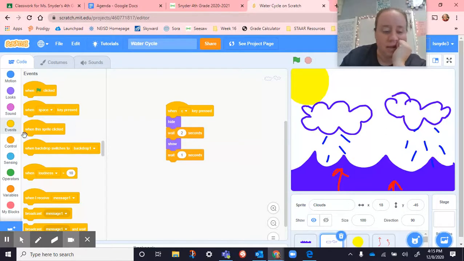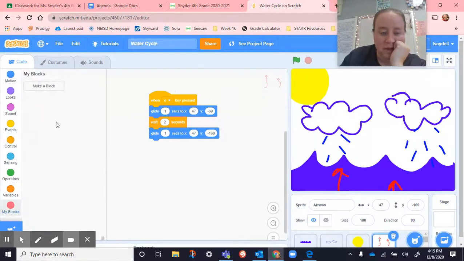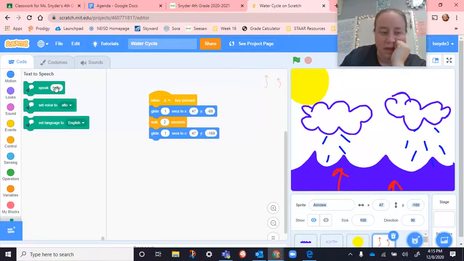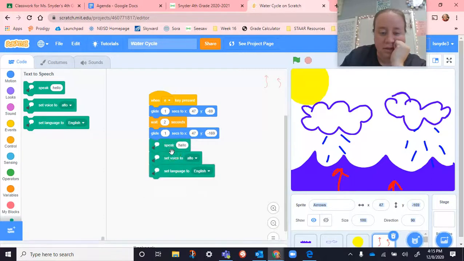them. And in order to add the text boxes, I need to go back to my evaporation ones. We're going to go to My Blocks. And if it's not there, you can go to this blue box here and click the text to speech. And then you can bring these over and you can type in here whatever you want.